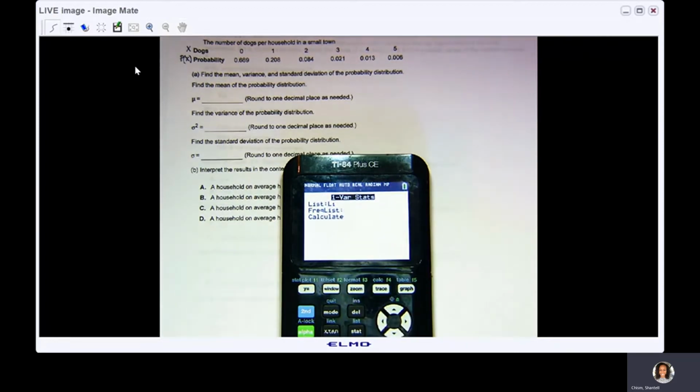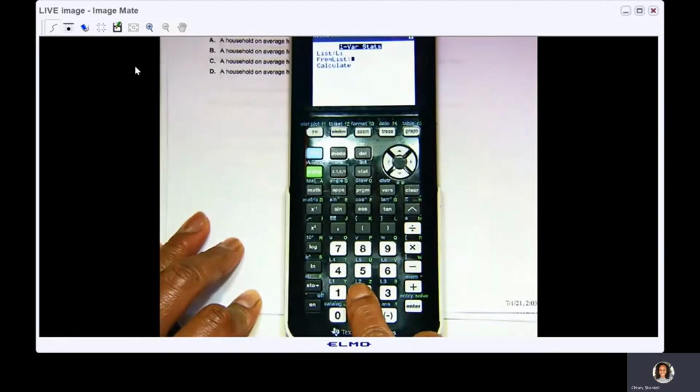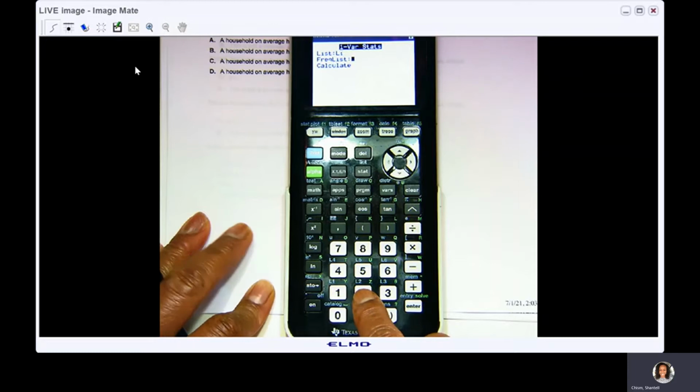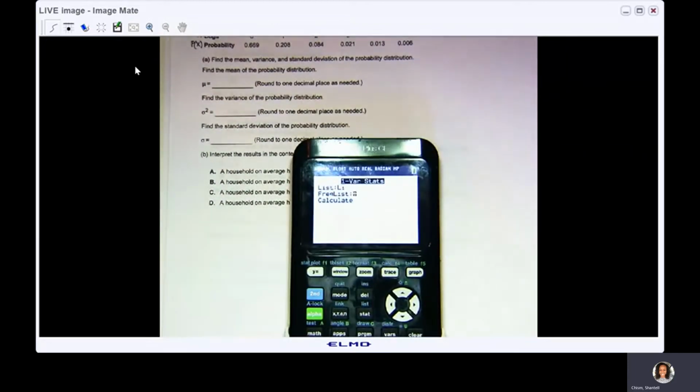Now how do I do that? Let me scoot my keyboard up here. You see L2 right here in blue? That is the second function of this 2 key. So I'm going to press the second 2 key to select L2. And then I go to calculate.